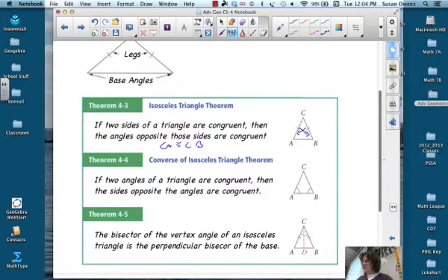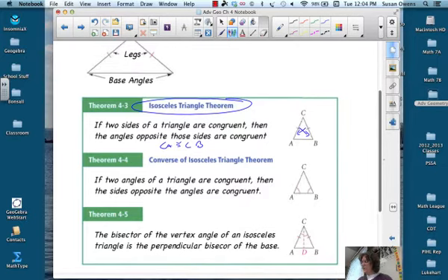One thing to notice with the isosceles triangle theorem is, if you read the theorem, it never says it's an isosceles triangle. It says if two sides of a triangle are congruent, then the angles opposite those sides are congruent. So if you use this theorem in a proof, which you will, you don't actually have to state that it's an isosceles triangle.